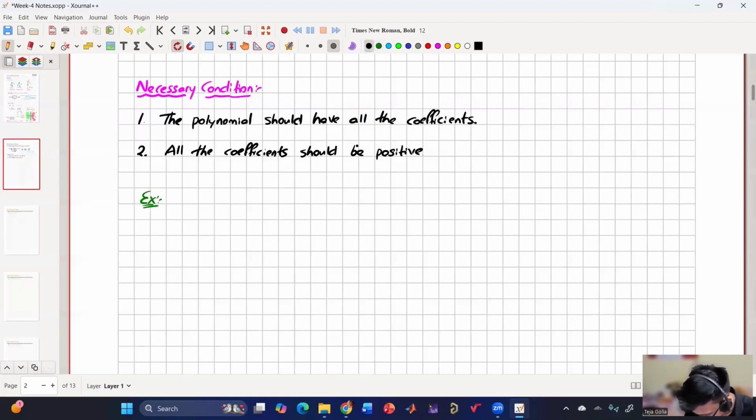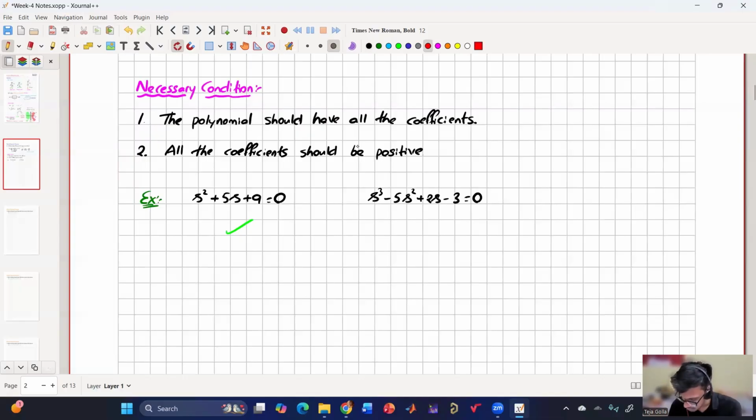First example is s square plus 5s plus 9 equals to 0. Is the necessary condition met? Yes, sir. Now I'll consider s cube minus 5s square plus 2s minus 3 equals to 0. Is the necessary condition met? No, sir, the second condition is not met, all the coefficients should be positive. Minus 5 and minus 3.